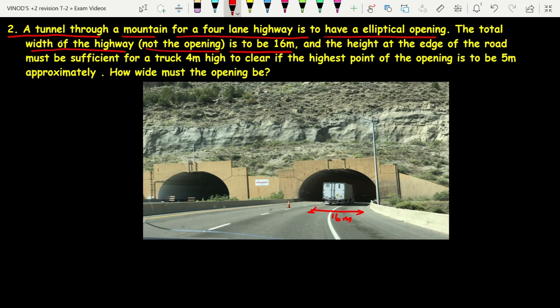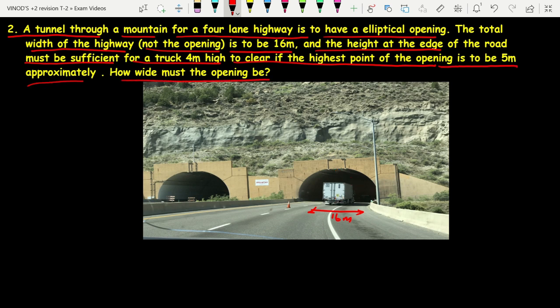and the height of the edge must be sufficient for a truck of 4 meter high. The truck is 4 meters high. The height of the truck is 4 meters to clear the highest point of the opening. Highest point of the opening will be the midpoint of the ellipse. So this is the highest point of the opening, that is 5 meters.